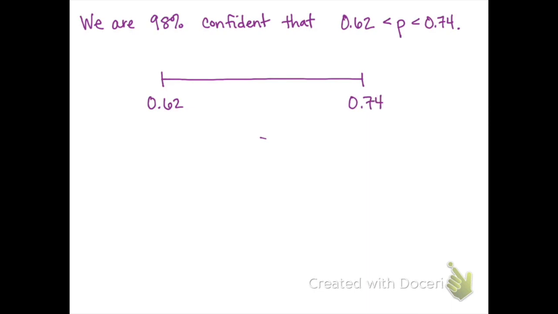This particular confidence interval stretches from 0.62 to 0.74. And we know that the value of p hat is going to be in the center of that confidence interval, and that the value of the margin of error would be the distance that's added between p hat and the right endpoint, or the distance from p hat and the left endpoint.